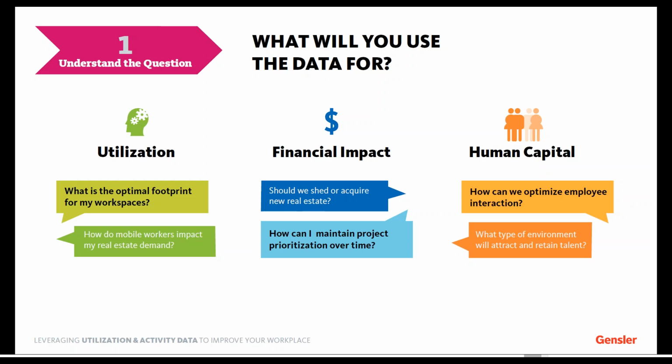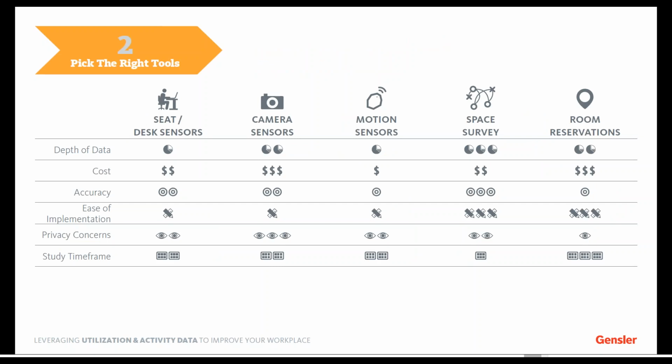And so it may be just about utilization, but it may also be, well, what is that financial impact? Or it might be about your people and how do you make them more productive in your space. So be as specific as you can at this point. Once you understand what the question is, then you're going to want to identify what tools we need to actually get at that data to answer the question.